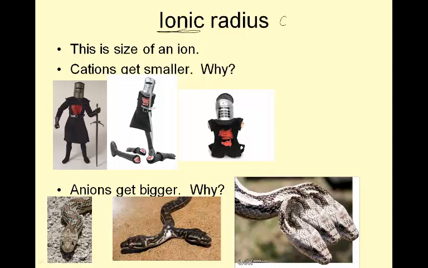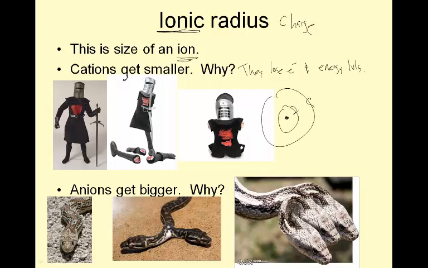Ionic radius. Remember, ions are anything with a charge. This is the size of an ion. Cations get smaller. Why? They lose electrons and energy levels. So if you've got your little nucleus here and you've got a ring of 2, and you've got a ring of 8, and you've got a ring of 1, if you lose one electron, let's say this is 100 units distance. If I get rid of this, bam, look, I'm way shorter. I'm only like 40 units big now.